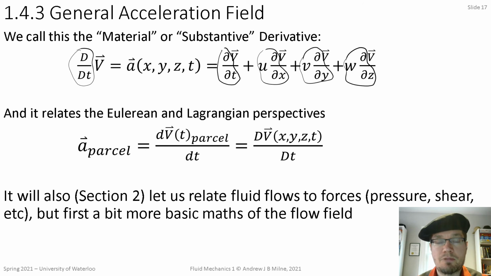You can, of course, express this in, I don't know, radial coordinates or cylindrical or spherical coordinates. We will express it in streamline coordinates, but not until later in this course. It's always just a change with respect to time plus a change with respect to position times the change of position with respect to time. It's always the same thing for the material or substantive derivative. And that material derivative relates the Eulerian and the Lagrangian perspectives.